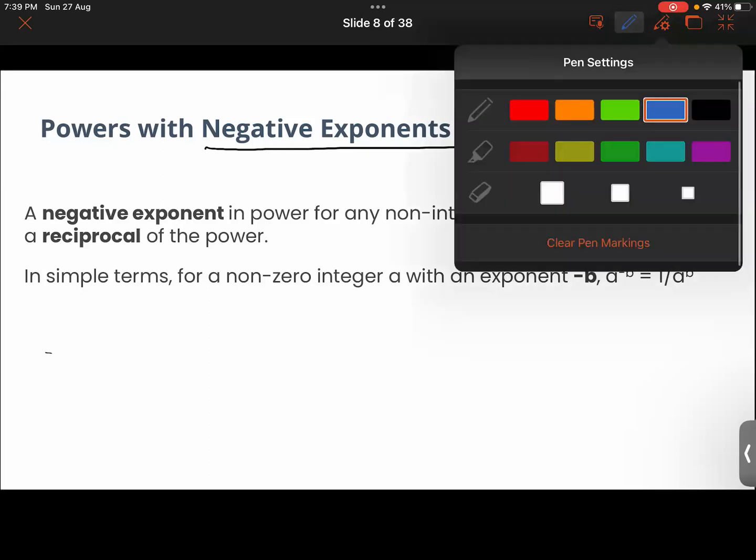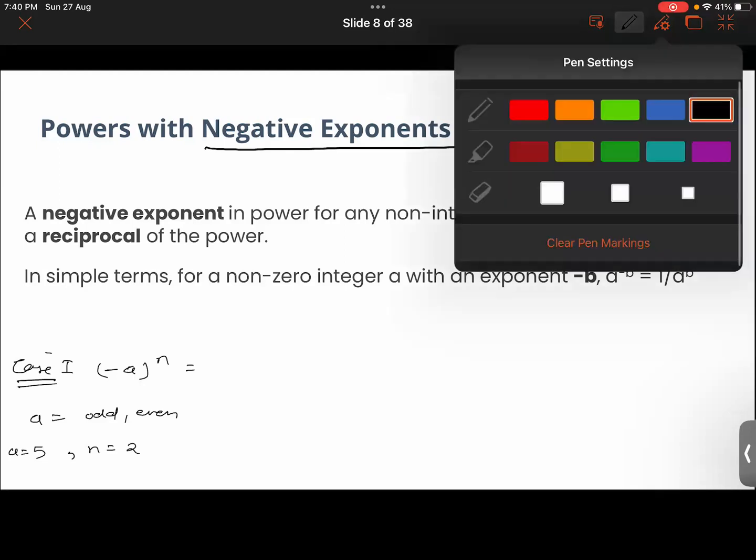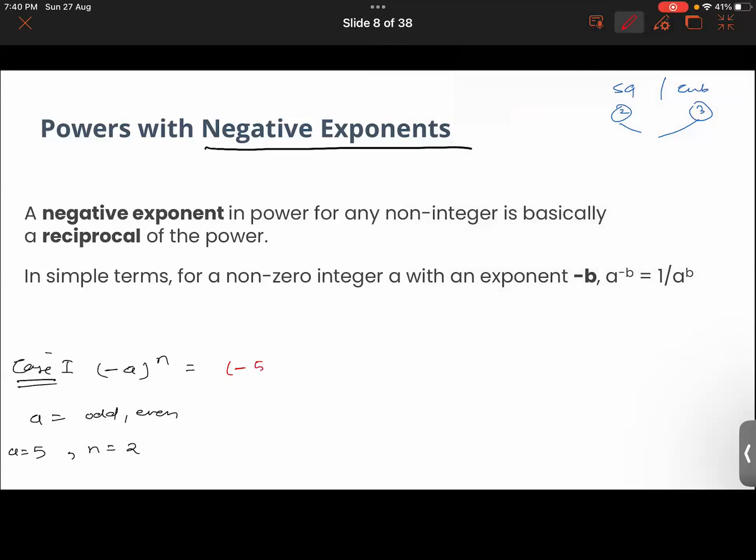Suppose you had a number in this form, minus a raised to the power n. Here a could be any number. It could be odd, it could be even also, right? Let's take a case here. Suppose I take a number 5, and here I am taking n as, let's say, 2. A here is 5, n is 2. So it is minus 5 raised to the power 2. That gives you 25.